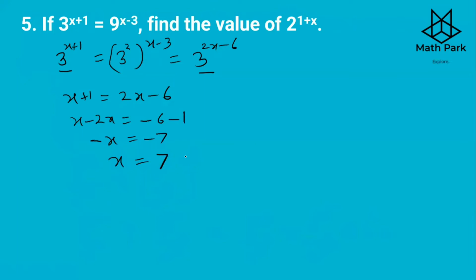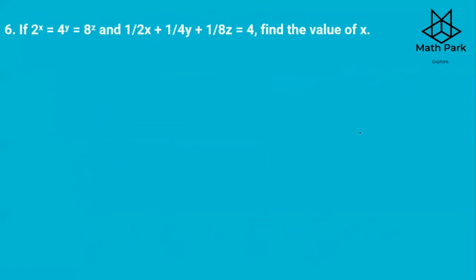Now we got x is equal to 7. So now we have to find the value of 2 raised to 1 plus x, which is equal to 2 raised to 1 plus 7, which is 2 raised to 8. 2 raised to 8, multiplied 8 times, you get this as 256. Moving to question number 6.